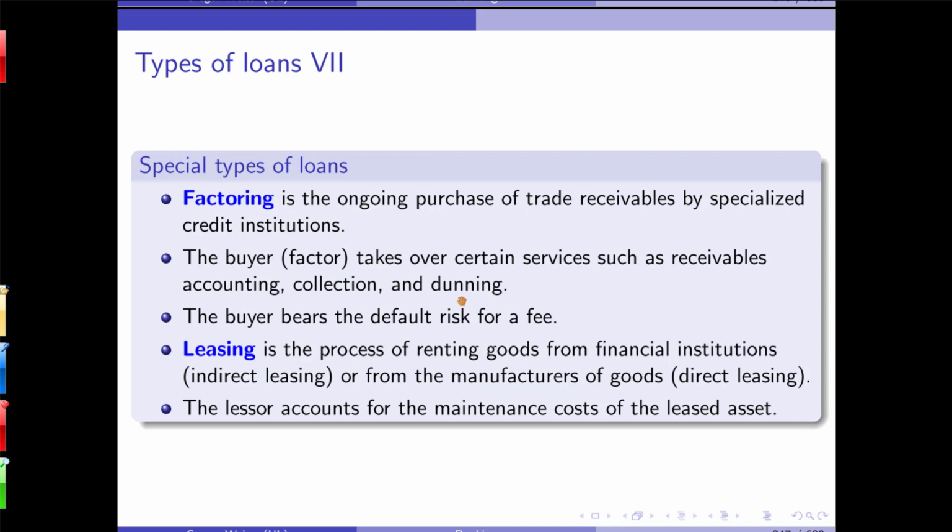Factoring. As you know, factoring is a type of financing, actually. Why? The buyer or the factor takes over certain services such as receivables, accounting, collecting, and dunning. And the buyer bears the default risk for a fee. Also the same with leasing. At the very start of the lecture, we saw that factoring and leasing companies under German law are also considered to be financial institutions, not Kreditinstitute, but they're financial companies. And they also fall under the supervision of BaFin. And here again, yes, factoring and leasing, those are financial services. And yes, they are close to giving out a loan. That's why they're considered to be worthy of financial supervision.